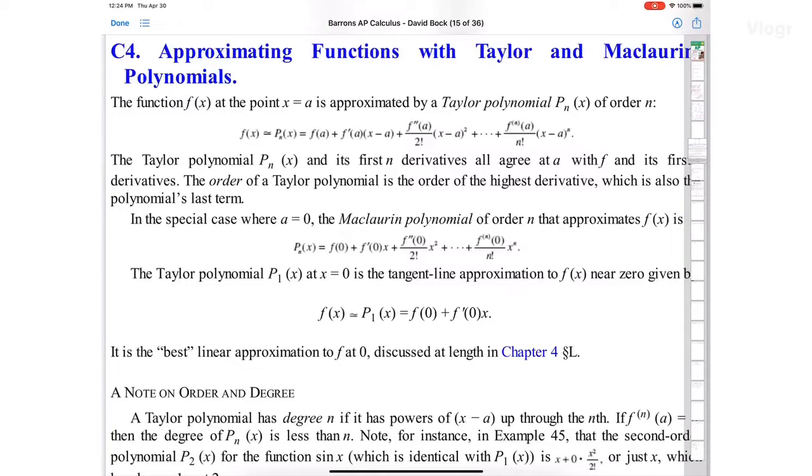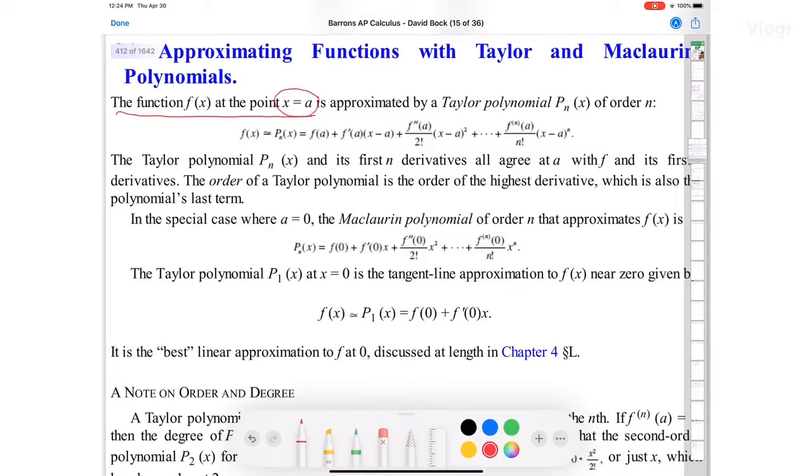Okay, it says the function f(x) at point x equals a. Sometimes x equals 0, sometimes x equals 1, x equals 3. That number will be given for you. It is approximated by the Taylor polynomial. We call that Taylor series, the order n.